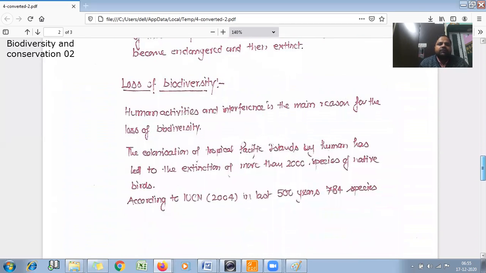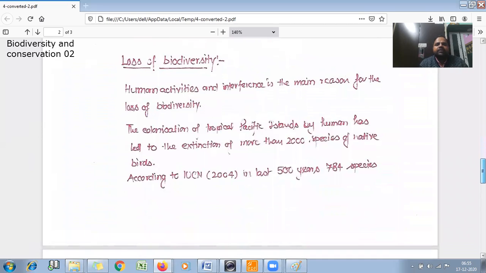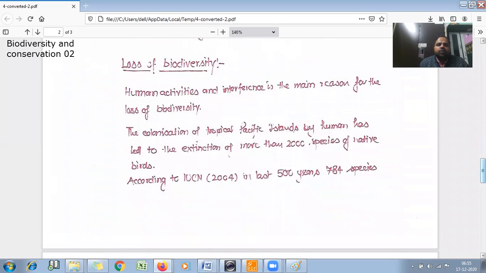Now we'll see loss of biodiversity. In this heading, we will learn what is the situation of our biodiversity. Human activity and interference is the main reason for the loss of biodiversity. The colonization of the tropical Pacific islands by humans has led to the extinction of more than 2,000 species of native birds.